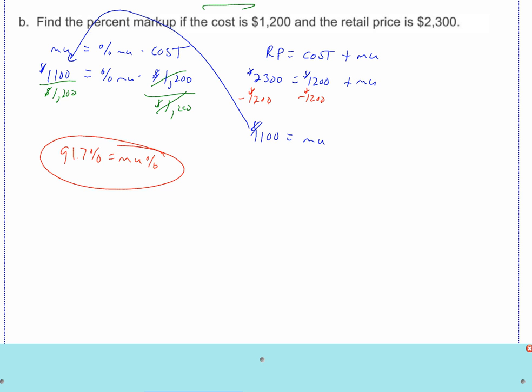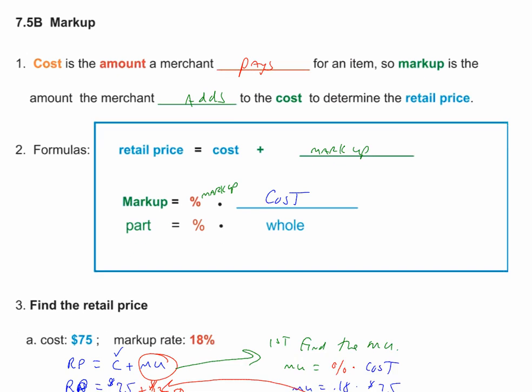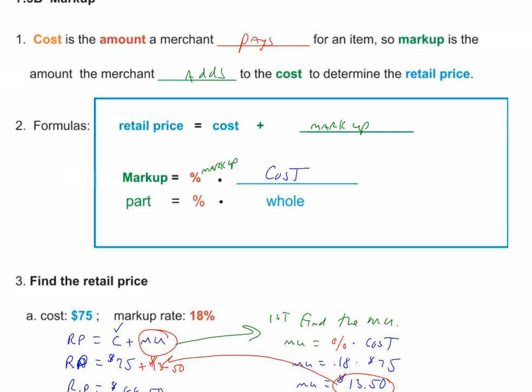Okay, so let me just review the formula one more time. Focus now. Don't do anything, just look. So don't forget, what is cost? It's the amount the merchant pays for the item. So the markup is the amount the merchant adds to the cost to end up at the retail price. 2 main formulas: retail price is cost plus markup, and then the markup is the percent markup times the cost. To do that, you'll be in great shape. Make sure you show your formulas, and I will quit there.